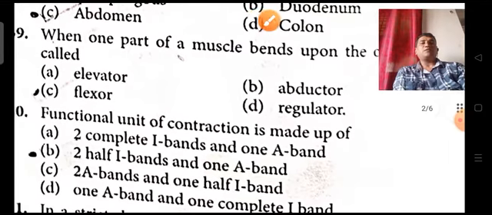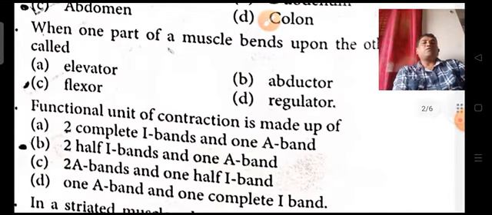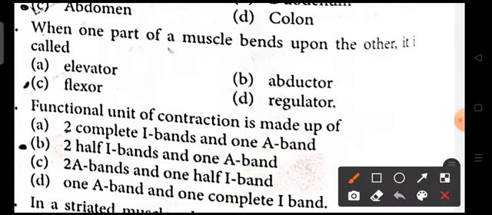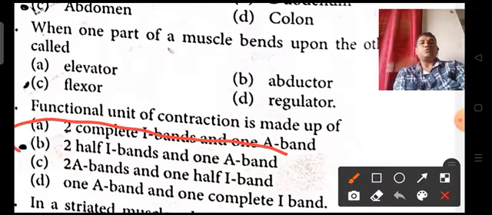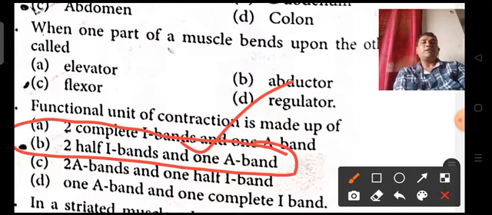So here the answer is flexor muscle. Next, the functional unit of contraction is made up of: two complete I bands and one A band, two half I bands and one A band, two A bands and one half I band, or one A band. You know that two half I bands and one A band is called the functional sarcomere. So here B option.